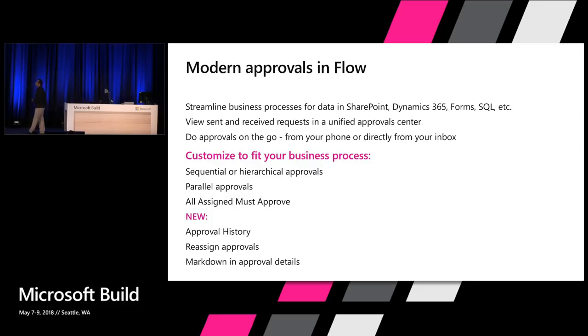You can streamline your business processes for data in SharePoint, but also in Dynamics 365, in Forms, in SQL, etc. We present your received and sent approval requests in a unified approval center. So you no longer have to go to a task list for a given list or a task list for a document library and so forth. You have a single place where all of your approvals show up. And you can do your approvals on the go from your phone or directly from your inbox using actionable messages.